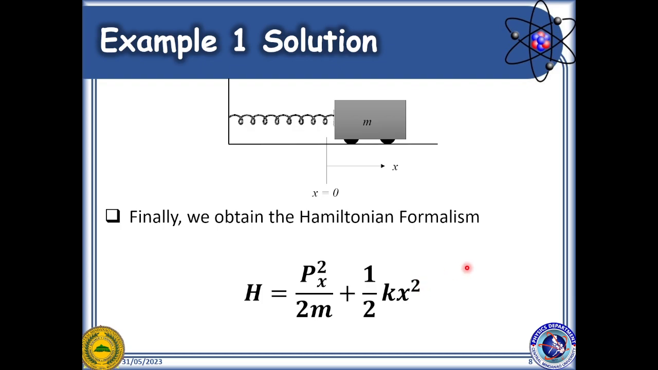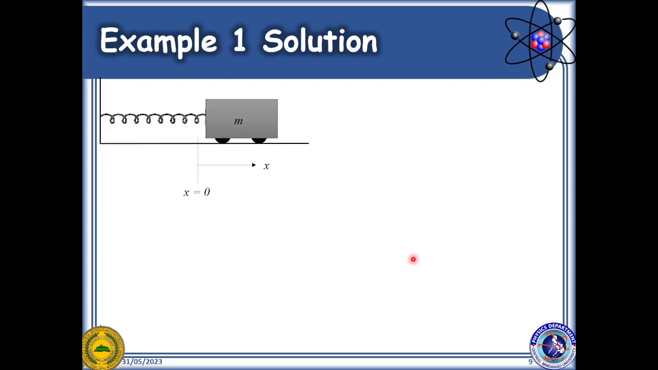Finally, we have obtained the final form of the Hamiltonian, that is the kinetic energy expressed in generalized momentum px, or px squared over 2m, plus 1/2 k x squared. This one here is the equation for the potential energy. Then our next move is to find its equations of motion.